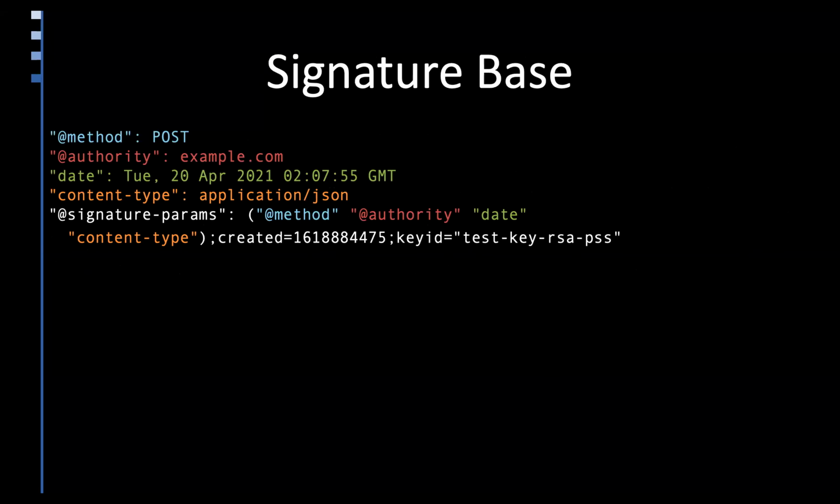We take this string. Oh, wait. So I should also mention that that signature params is always added as the last line in the signature base. The line break here is just for display purposes because it wrapped. But you take all of the things that you're going to sign, and then your signature parameters is always the last line of the signature base input, which includes the list of everything that you claim to have signed.